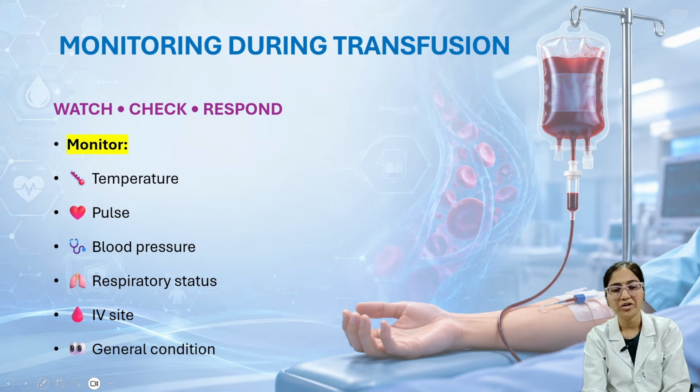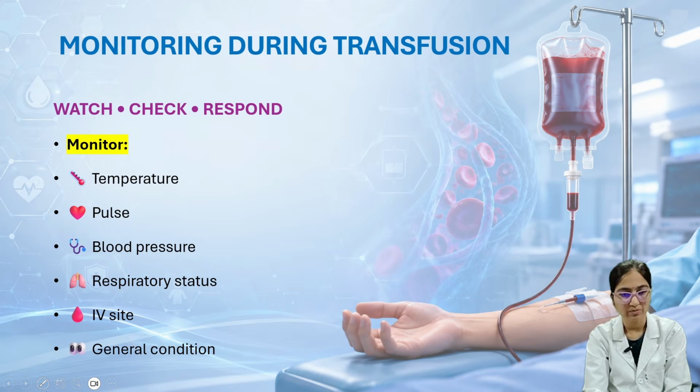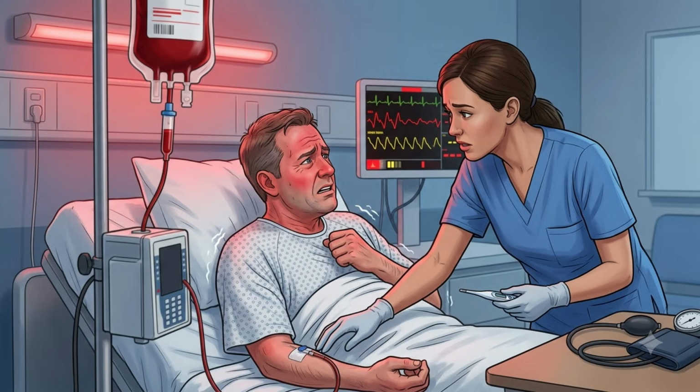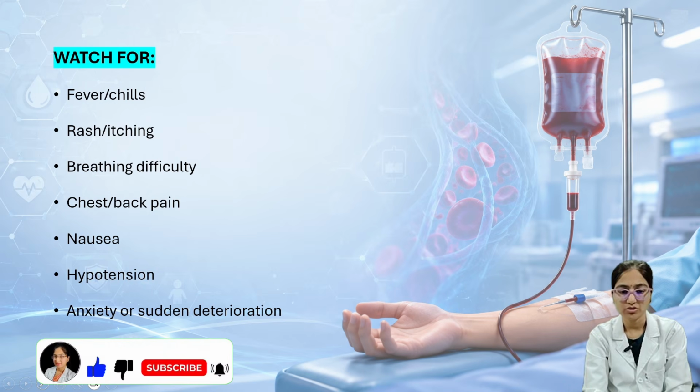Next, monitoring during transfusion. We need to check and respond. Here we need to monitor temperature, pulse, blood pressure, respiratory status, IV site, and then general condition. Next, watch for fever or chills, rashes or itching, breathing difficulty, chest or back pain, nausea, hypotension, and then anxiety or sudden deterioration. The person's condition getting worse.